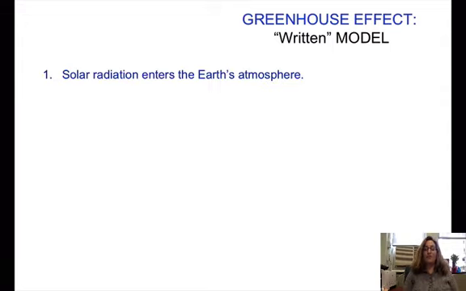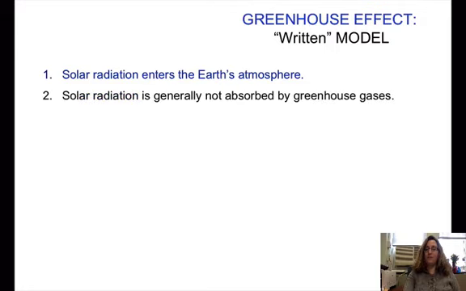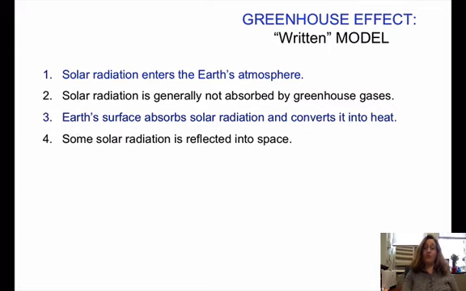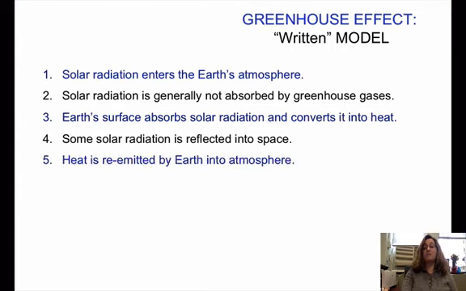Solar radiation enters the Earth's atmosphere. That solar radiation was emitted by the sun. This energy is generally not absorbed by greenhouse gases and so proceeds towards the Earth's surface. The Earth's surface absorbs the solar radiation and converts it into infrared or heat energy. Some of the solar radiation that reaches the Earth's surface will be reflected back into space.